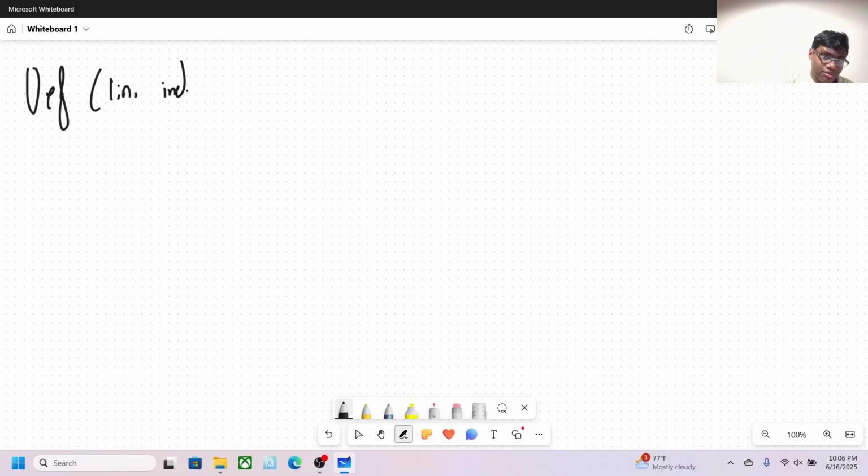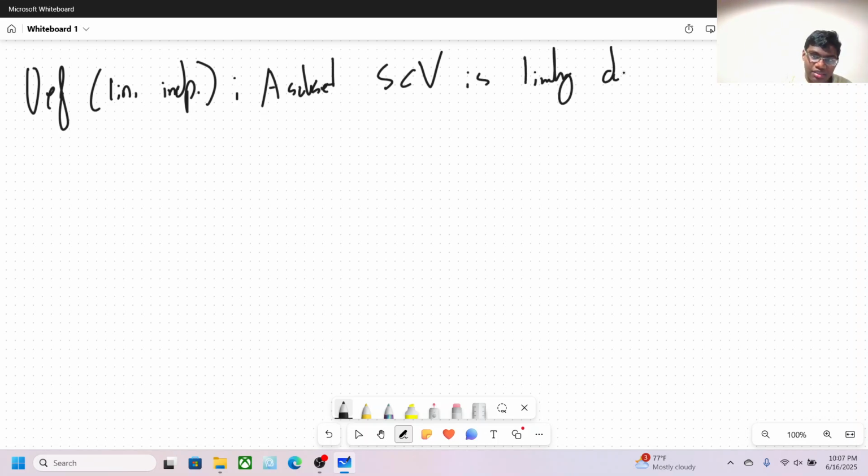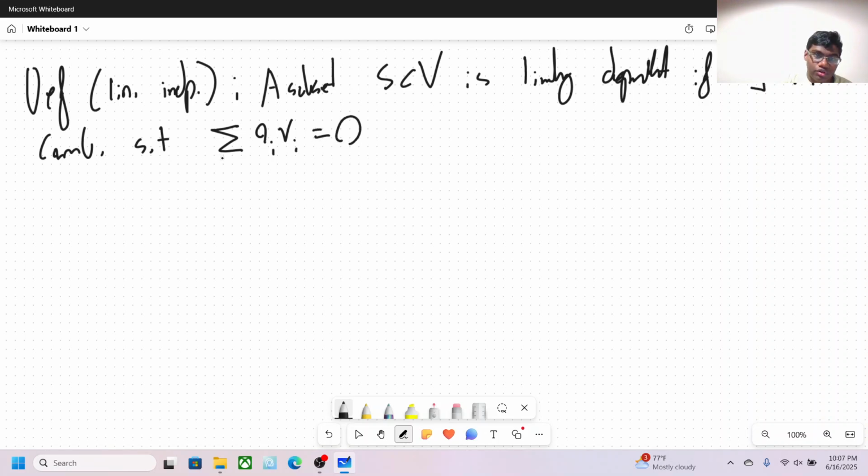Linear independence. A subset S of V is linearly dependent if there exists a linear combination, say the sum of alpha_i v_i equals 0, with not all of the coefficients 0. If all the alpha_i are 0, then trivially the sum is 0. And we're saying it's dependent if there exists some non-trivial combination that still makes the sum 0.